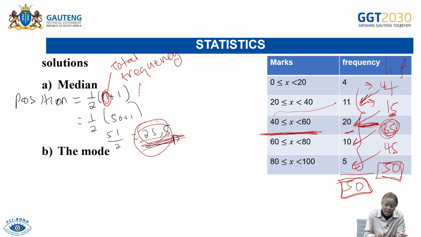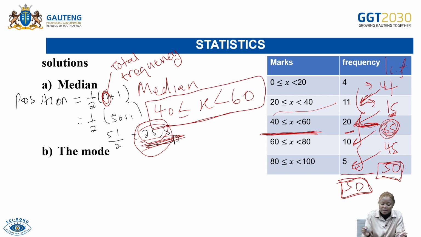So it means your median will lie where? Will lie at 40 and at 60. So it means my median lies in that class interval whereby x is greater than or equal to 40 and also less than 60. So you'll get how many marks? You get your 2 marks there. Okay, and then the mode is very simple. Remember, when we are dealing with ungrouped data, we said the mode is going to be the most frequent value, right?